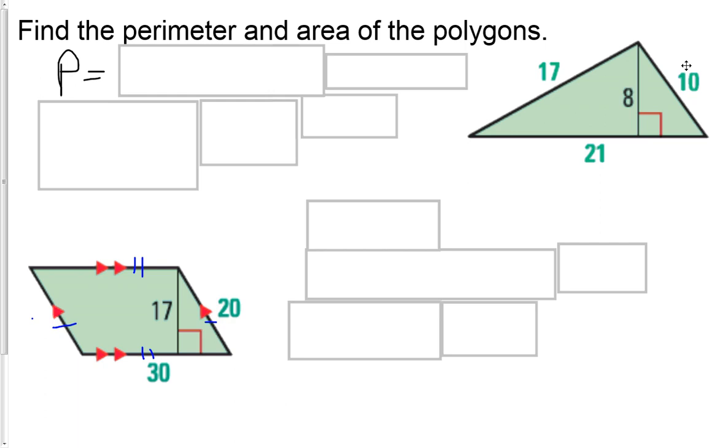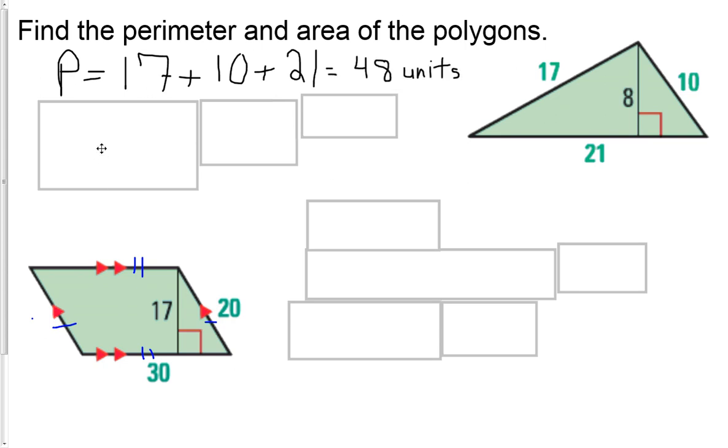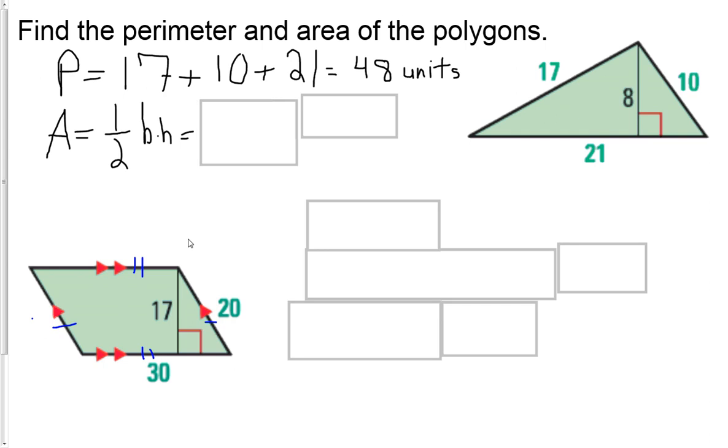So 8 and 21 are going to be involved with the area. But perimeter first, we're adding just all 3 sides, right? For perimeter, you add the outsides. 8 is not included. 8 is not outside, right? Outside 17, outside 21, outside 10. Add those together, 17 plus 10, 27 plus 21. I get 48 units.